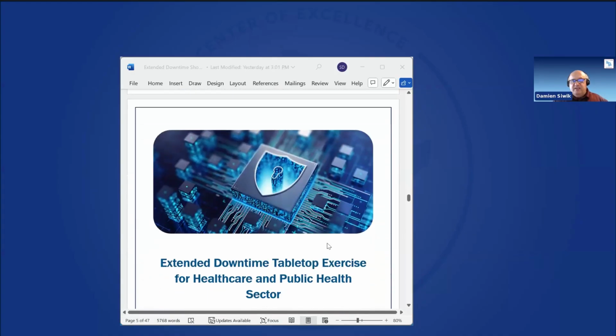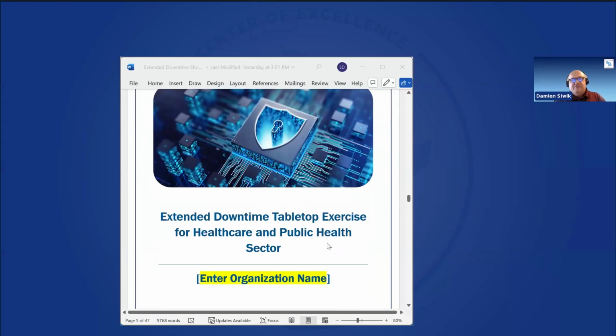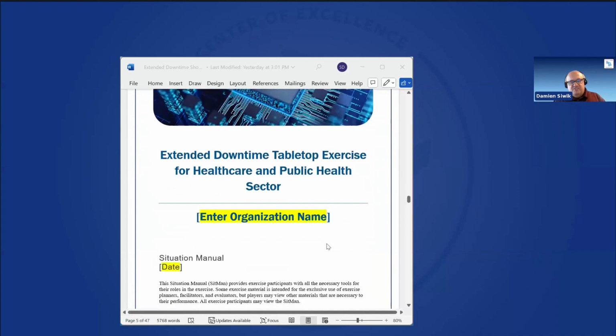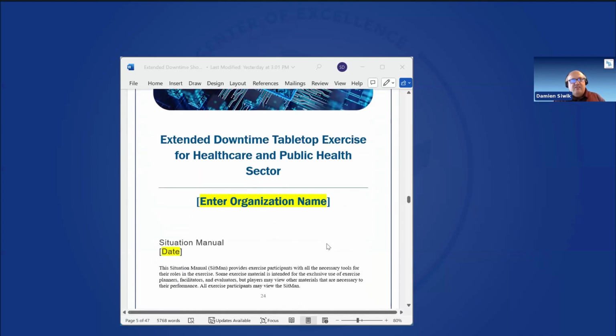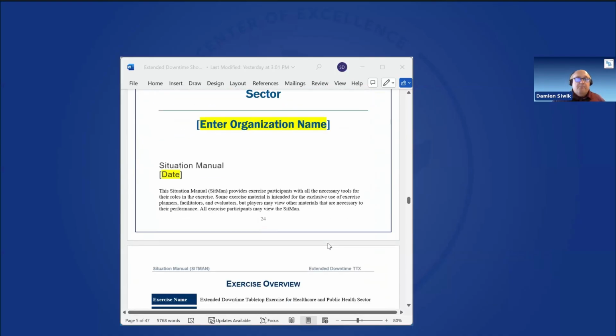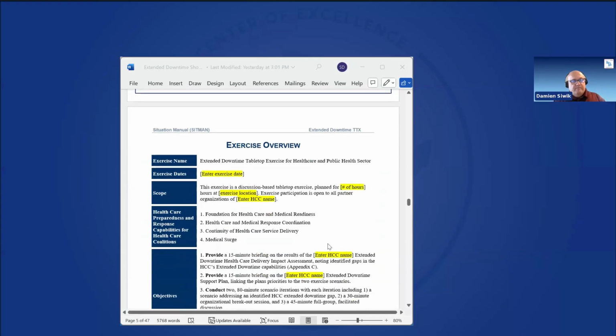And that takes us into the extended downtime tabletop exercise for healthcare and public sector tabletop template. Once again, I'm going to lean into the expertise of the audience and cruise through this pretty quickly, just calling out a few key points that are unique from the extended downtime perspective. The situation manual is crafted in accordance with the HCP program, and beginning with an exercise overview.